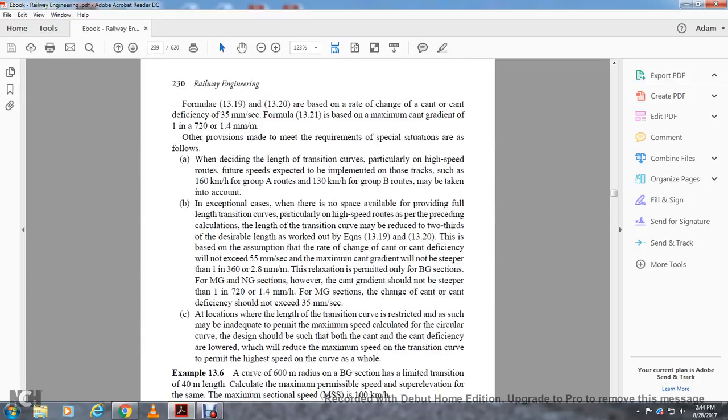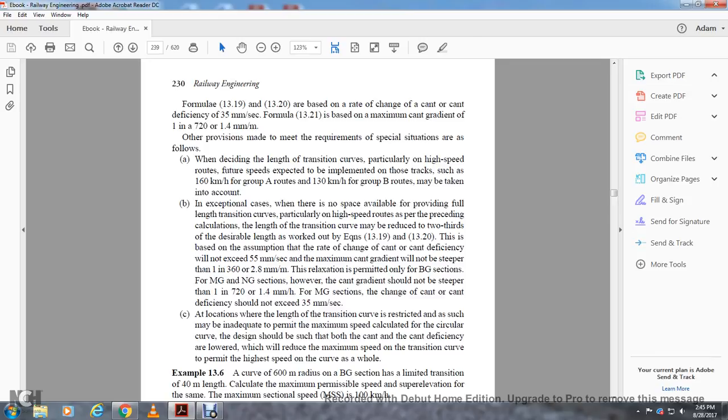Formula 13.19 and 13.20 are based on the rate of change of the cant deficiency of 35 millimeters. Formula 13.21 is based on the maximum cant gradient of 1 in 720, which is 1.4 millimeters in a meter. Other provisions made with the requirements of special situations are followed with the design length of the transition curve, particularly on high-speed routes with future speeds exceeding those implemented on the track, such as 160 kilometers an hour on Group A routes and 130 kilometers an hour on Group B routes, may be taken into account.